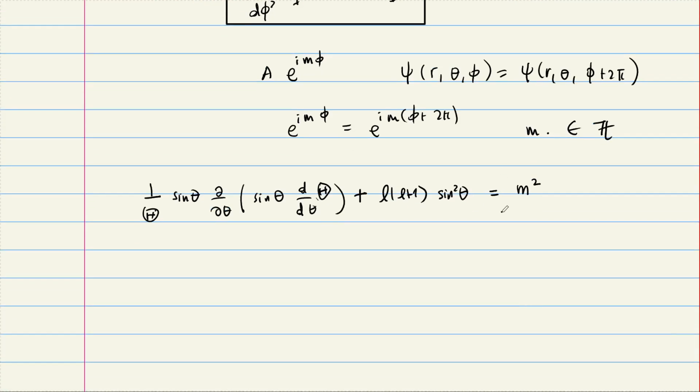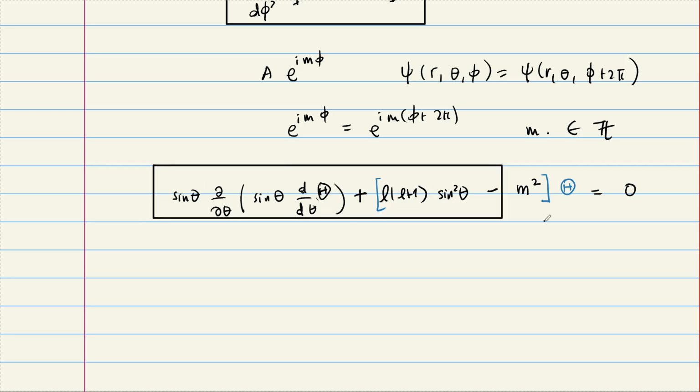Let me also rearrange this. So this is going to be minus m squared is equal to 0. And I can multiply everything with uppercase theta, and get rid of this. This is the theta equation.